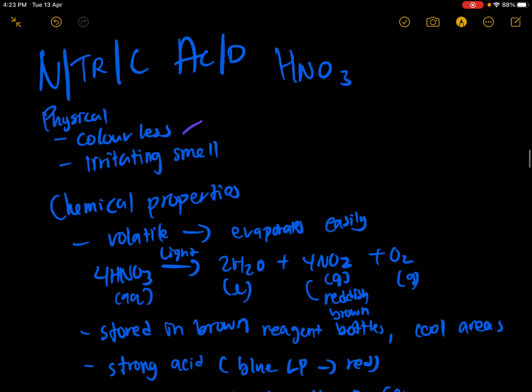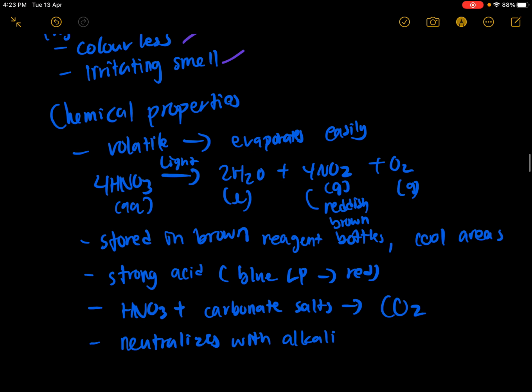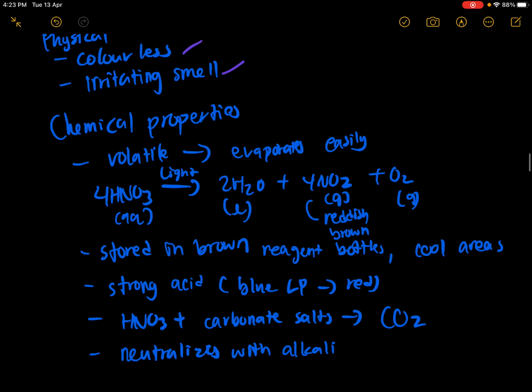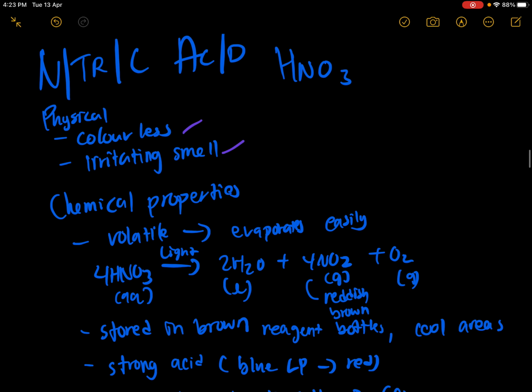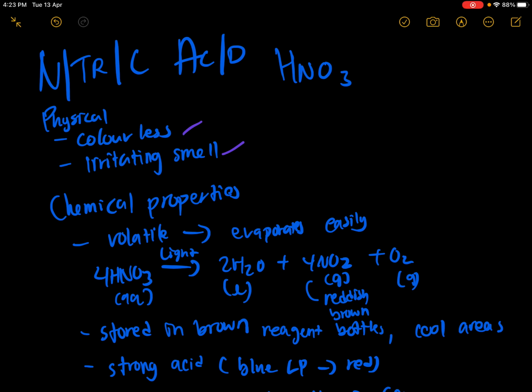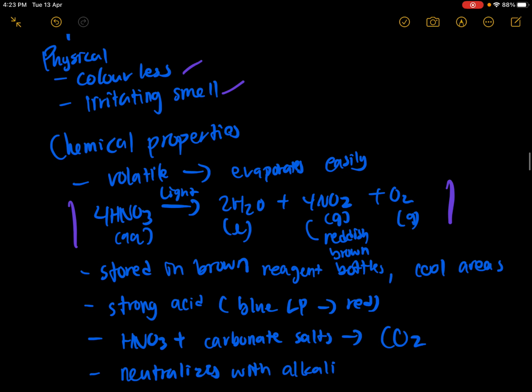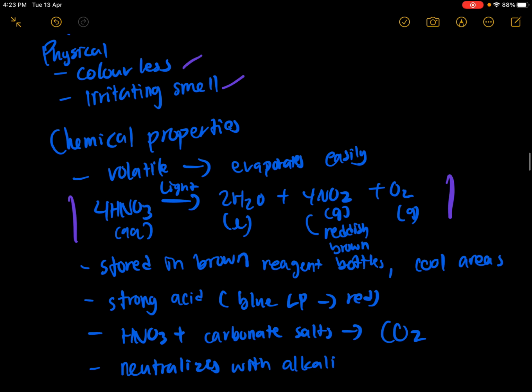Now we're going to go through nitric acid in general. Nitric acid is colorless, but it smells bad. Its main chemical property, it says it's its physical property, but it's mentioned in the chemical property as well, is that nitric acid is volatile, which means that it will easily undergo chemical reaction to form oxygen gas, water, and nitrogen dioxide. In other words, it evaporates easily. It easily decomposes. So that is why you need to store it in brown reagent bottles.